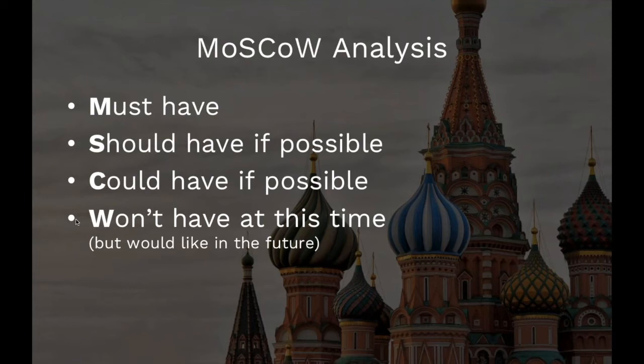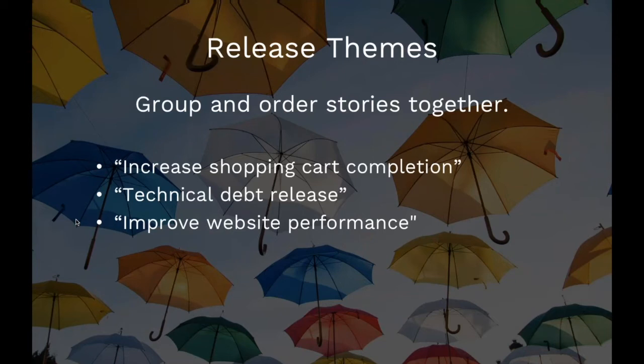And another method is by using release themes. So a lot of companies, for a particular sprint or development cycle, will group and order stories together based on a theme. And a theme is often at a higher level than an epic. And a theme is a way of thinking about, often from a customer's perspective, what you're going to be delivering. So for example, you might have a theme that says, we're going to increase shopping cart completion. And then you pull in stories into the sprint or the backlog for increasing shopping cart completion.